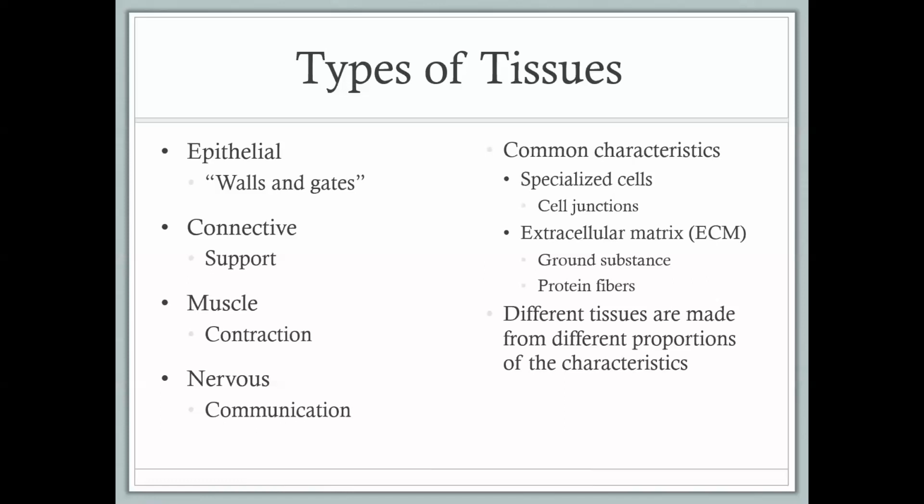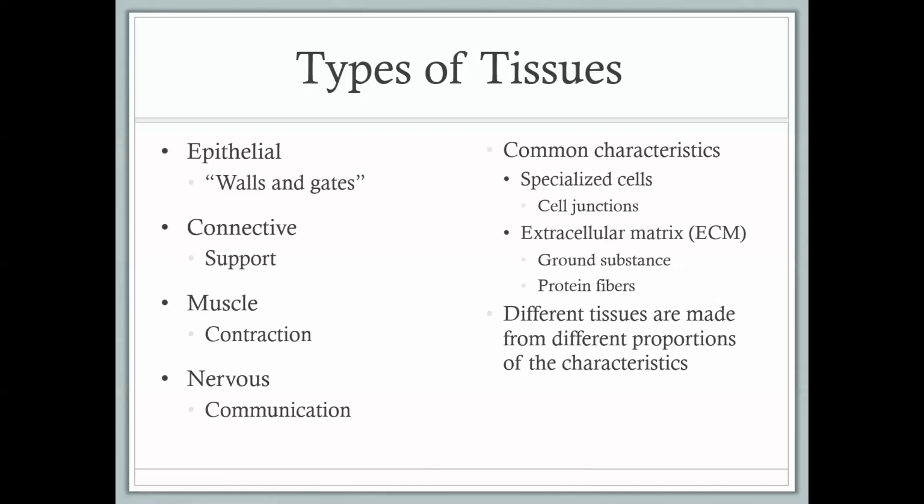All of these have specialized cells, ground substance, and protein fibers, but it is the different types of cells, the different types of ground substance, and the proportion of these three things that creates the different end result, just like we saw with our different baked goods. You start with the same ingredients, but it's the way that you tweak the ingredients. It's the amount that you use. It's using coconut flour instead of whole wheat flour that gives you a different result.